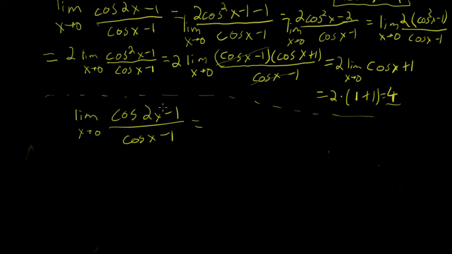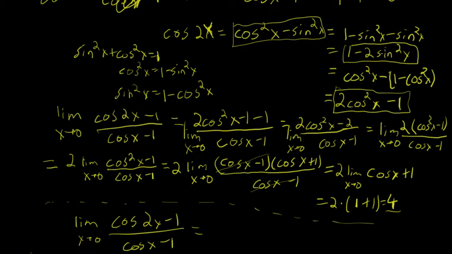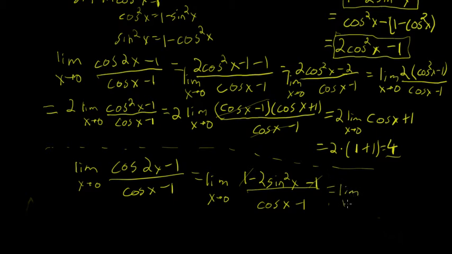And for this cosine of 2x, instead of plugging in 2 cosine squared x minus 1, we had plugged in this form here, 1 minus 2 sine squared x. So this will be the limit as x tends to 0 of 1 minus 2 sine squared x minus 1 divided by cosine of x minus 1. We have a plus 1 and a minus 1. They drop out. So these cancel. We have the limit as x tends to 0 of negative 2 sine squared x over cosine of x minus 1.